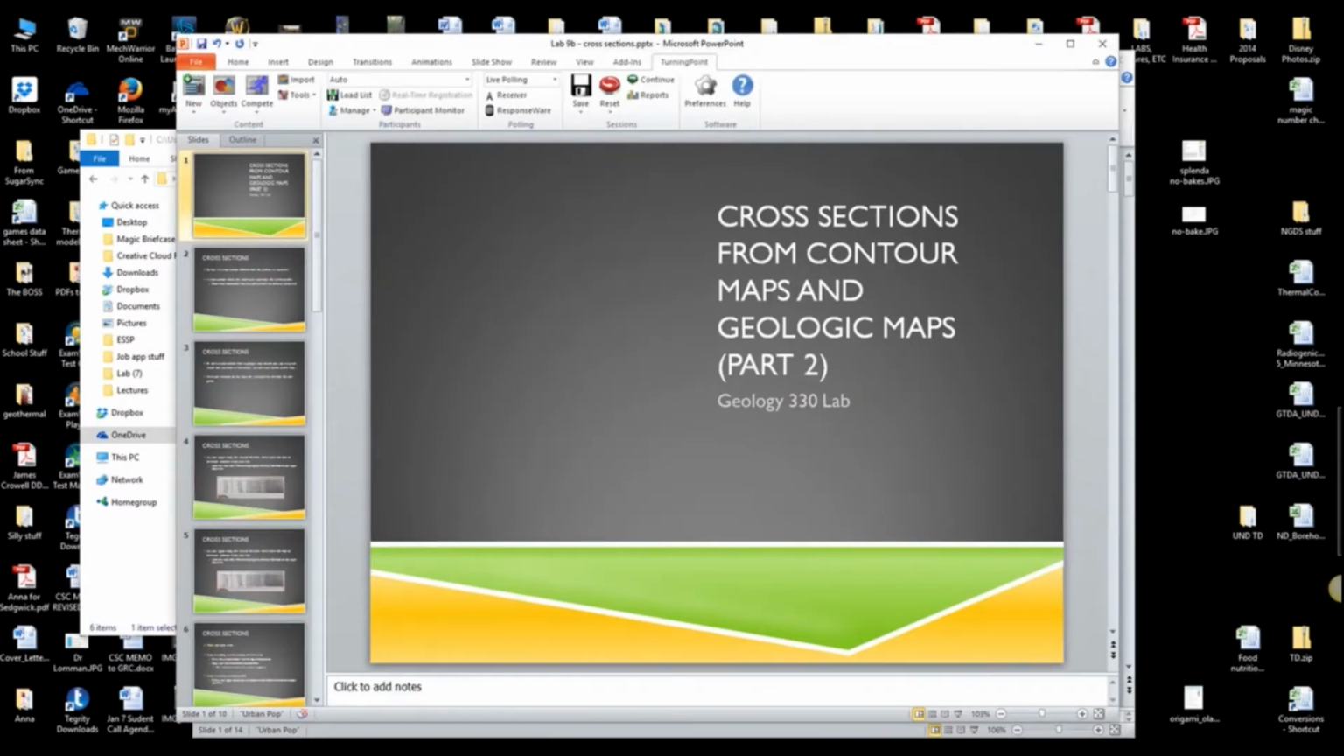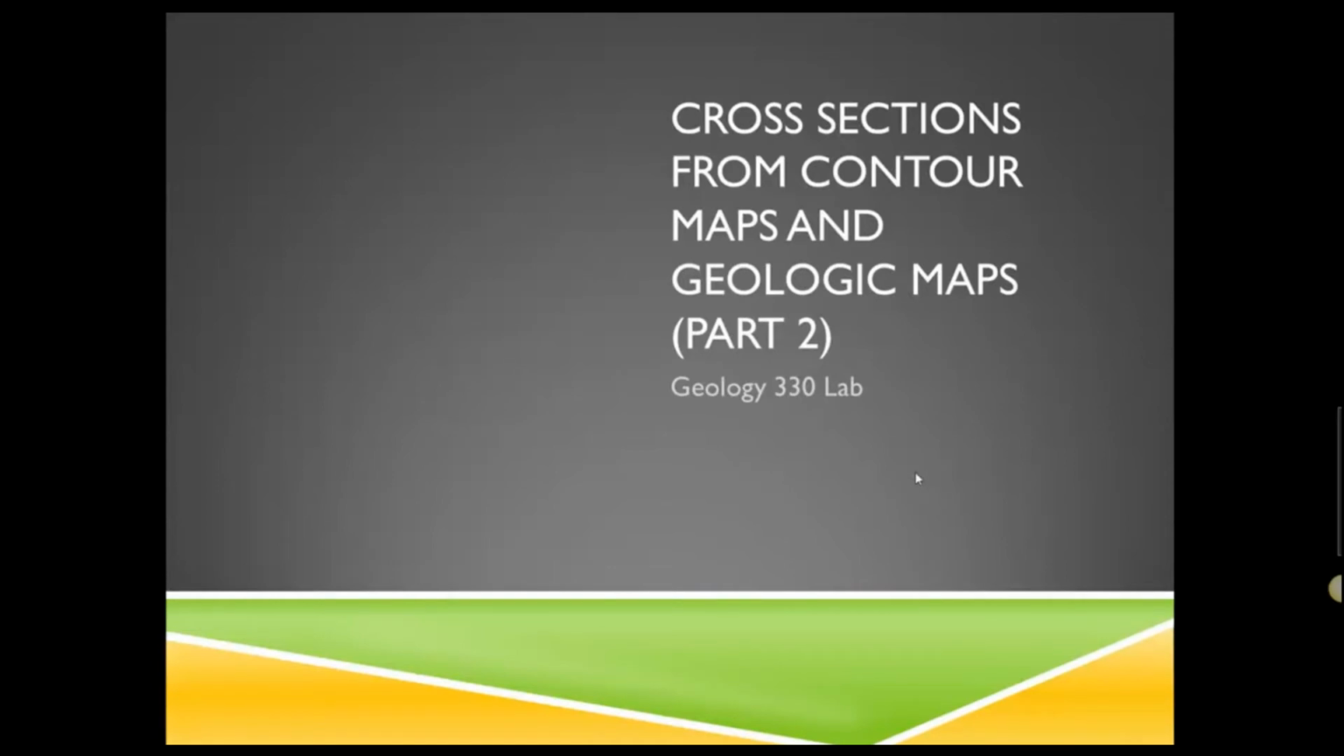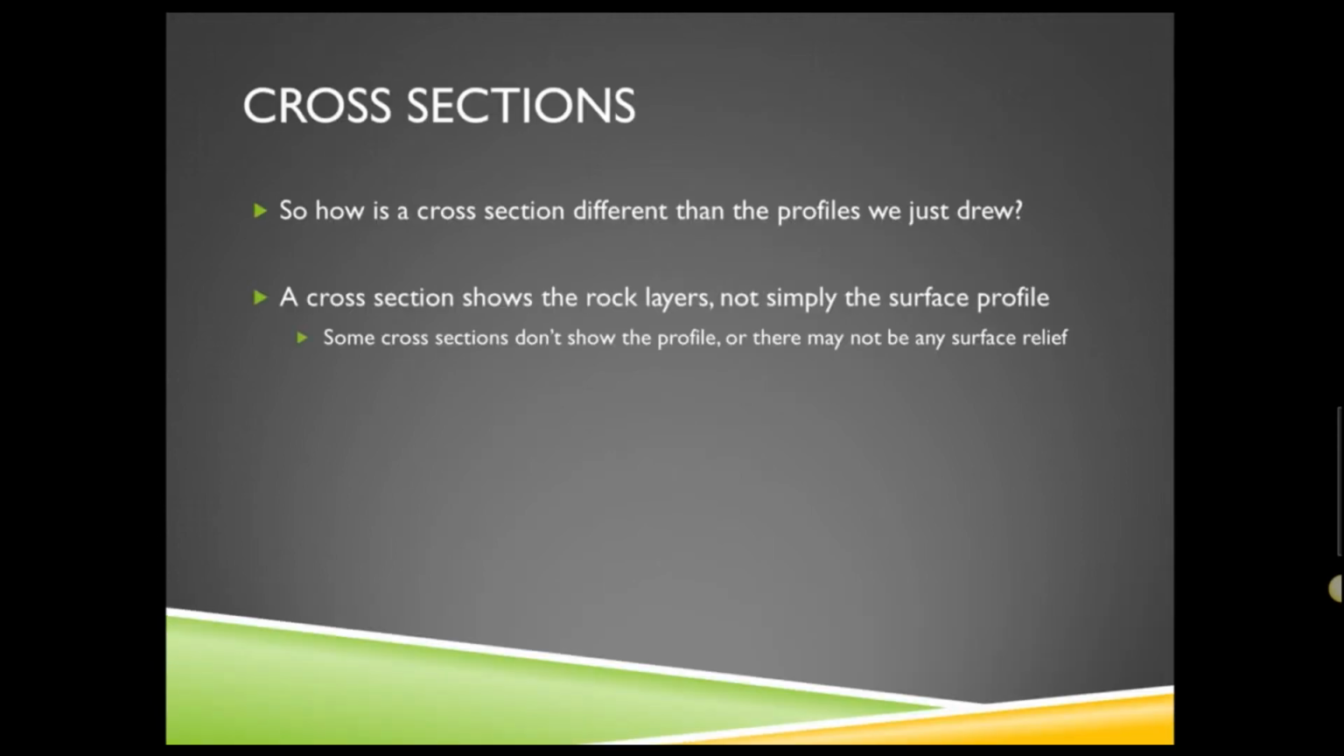Now we'll look at taking that a step further and actually doing a cross section. We'll start with a simple one that has a flat surface, and then one that uses a profile and draws the layers under that profile. So the first question might be, how is a cross-section different than the profile? Well, the profile shows the surface of the land. The cross-section shows the rock layers underground.